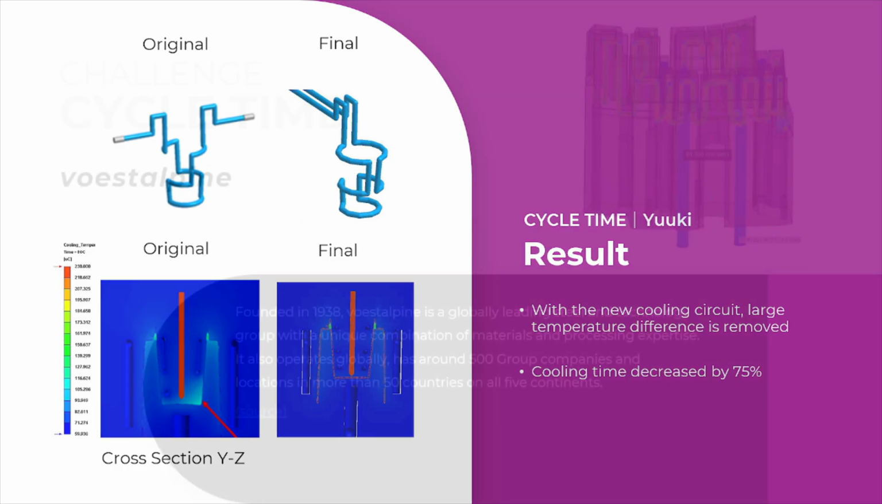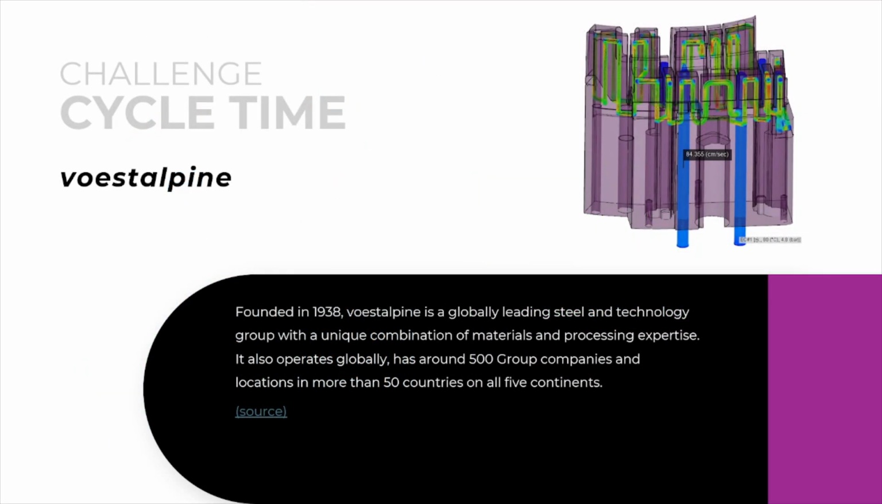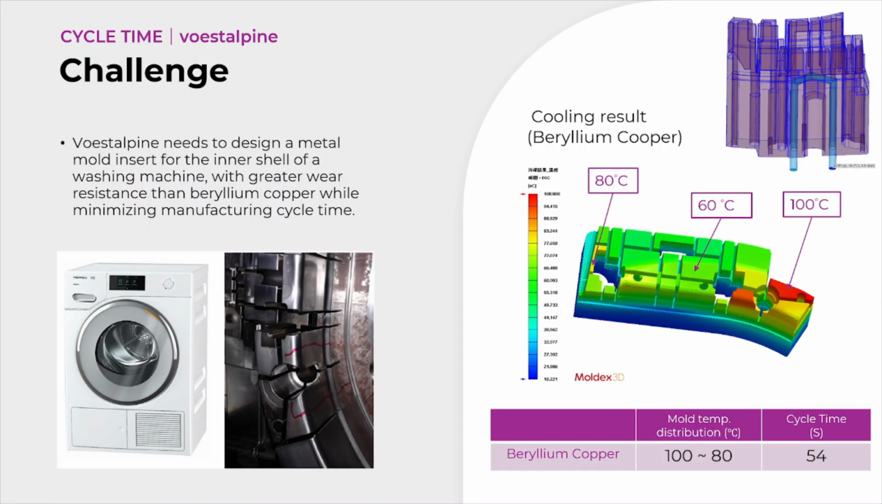Our second case study comes to us from Volstapine, who's studying the temperature distribution in a mold insert for the inner shell of a washing machine. The challenge here is that we need an insert that has good wear resistance while also minimizing the cycle time. The cooling result from a beryllium copper insert shows that the temperature is able to be extracted because beryllium copper has such a high thermal conductivity.